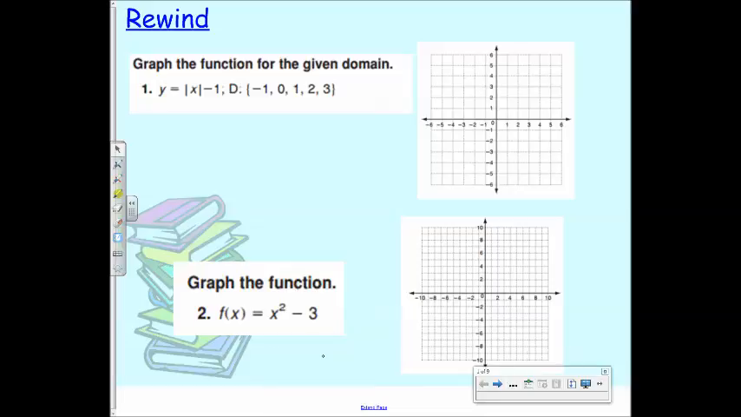All right, so for the rewind for number 1, what did you have to do? Diego? Plug in the values they gave you, right? So they plug in the values they gave you. How is number 2 different than number 1? They didn't give you a domain. So what do you have to do if they don't give you a domain?